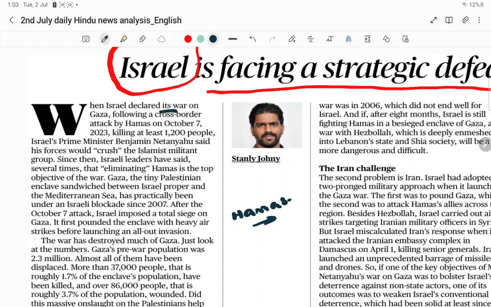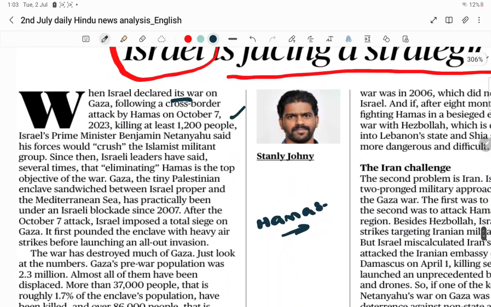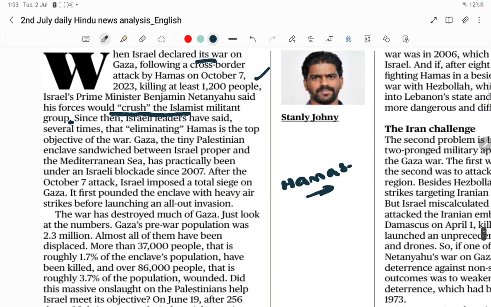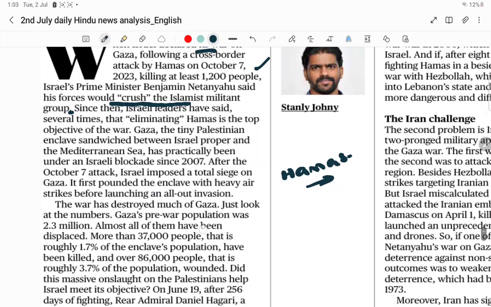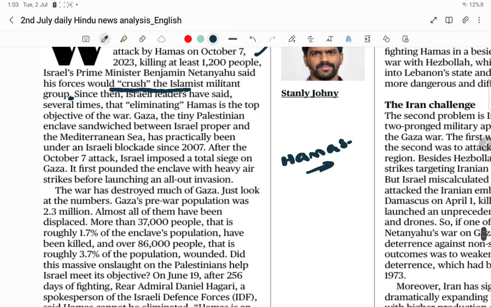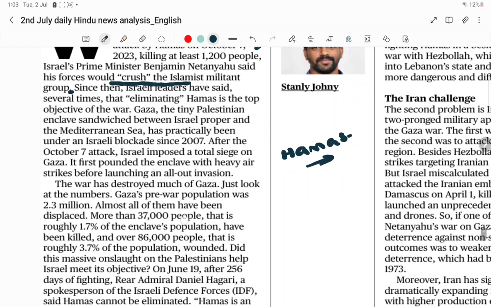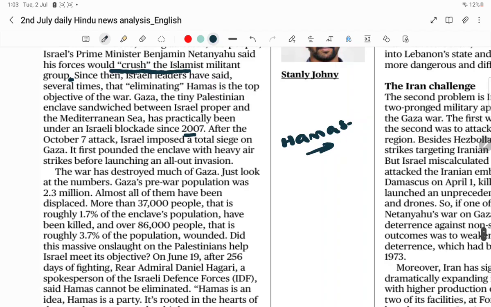When Israel declared its war on Gaza following a cross-border attack by Hamas on October 7th, 2023, killing at least 1,200 people, Israeli Prime Minister Netanyahu said his forces would crush the Islamist militant group, that is Hamas. Since then, Israeli leaders have said several times that eliminating Hamas is their top objective of the war. Gaza, a tiny Palestinian enclave sandwiched between Israel proper and the Mediterranean Sea, has practically been under Israeli blockade since 2007. I said it right, Gaza is under a blockade that was imposed by Israel.